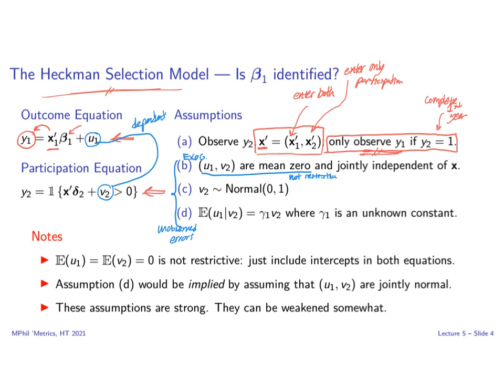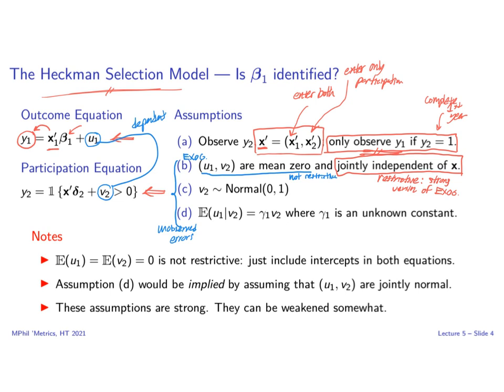In contrast, the second part of assumption B is indeed restrictive, and it's somewhat stronger than the more standard exogeneity assumption that we'd make, say, in a linear regression model. This is because we assume that u1 and v2 are jointly independent of x, rather than, say, just uncorrelated with x.